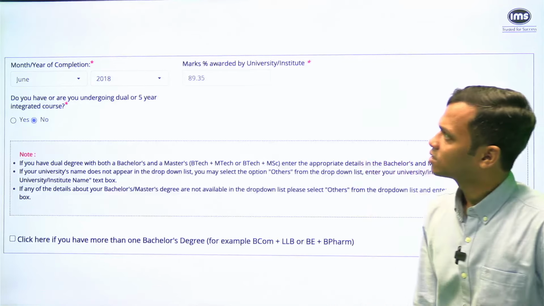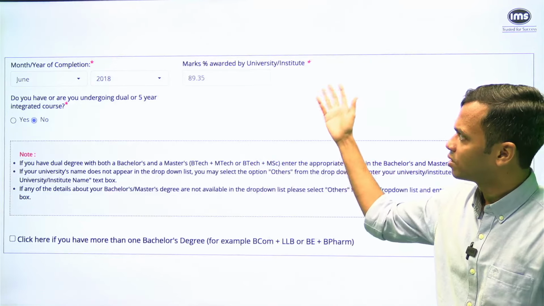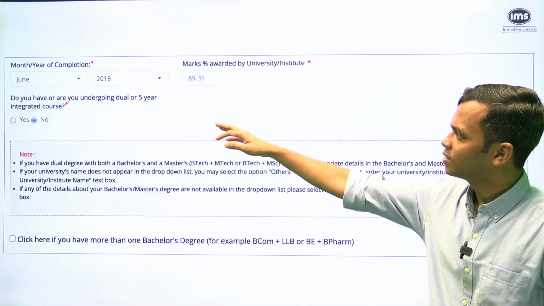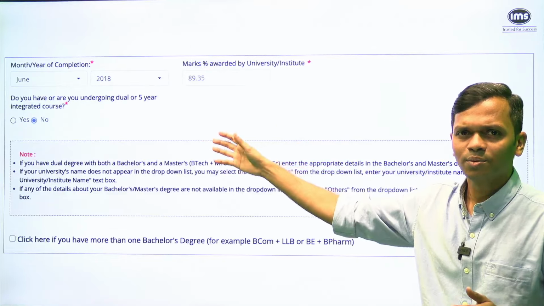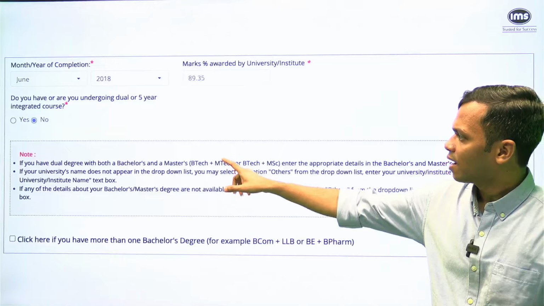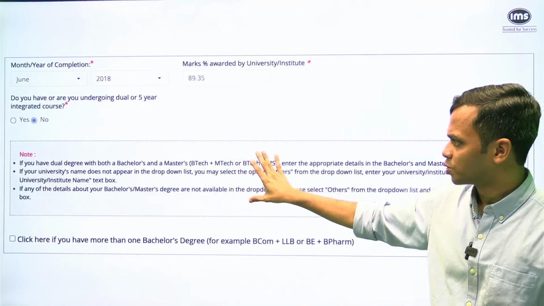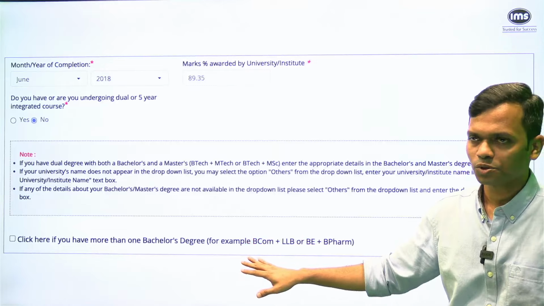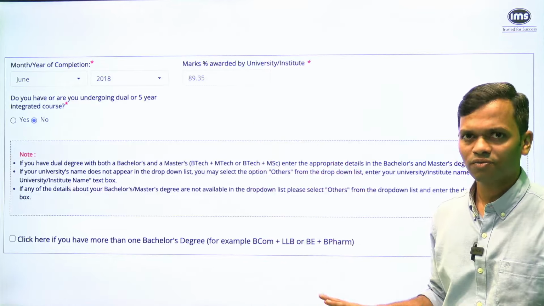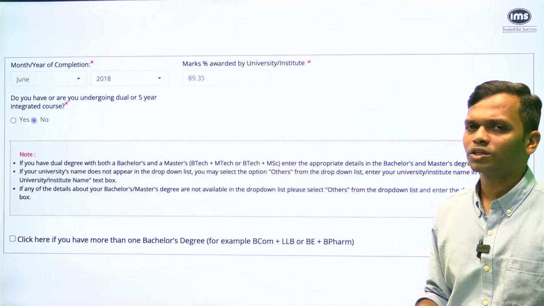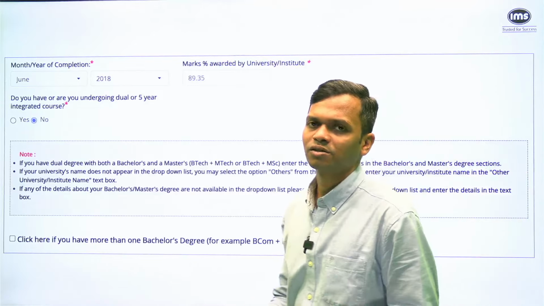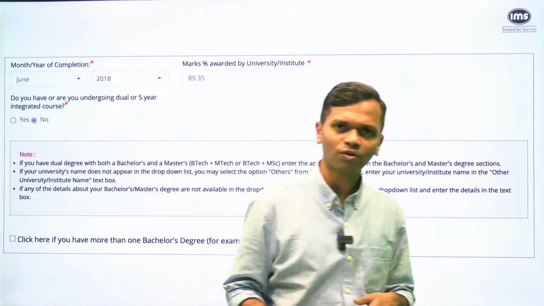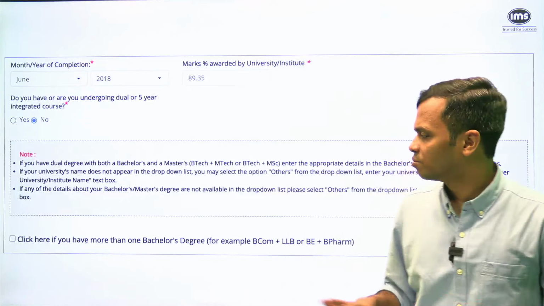Regarding the next, you have the month and year of completion, percentage awarded by university and all of that, and then whether the 5-year program is applicable or not. And if you have a dual degree, or let's say if you're somebody who has more than one bachelor's degree, then what you're supposed to do is all straightforward, it is given. The rest of the logic remains the same. So you consider all semesters, you enter the start of the course, end of the course, and all of that. That remains exactly the same.